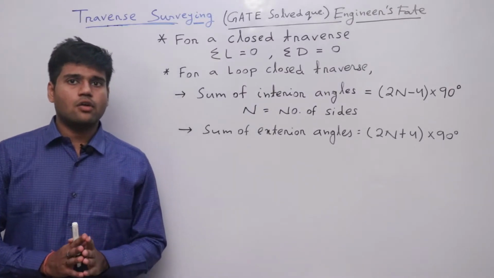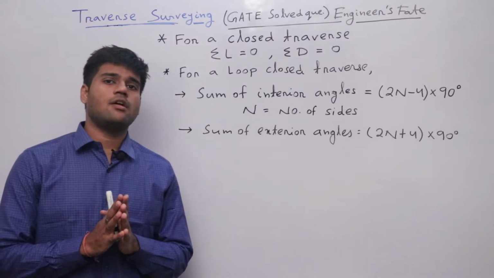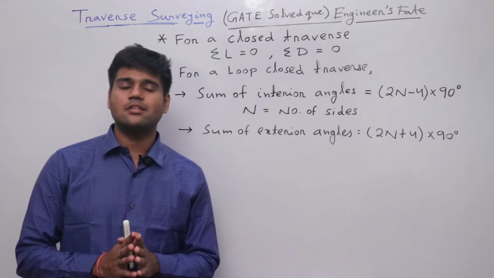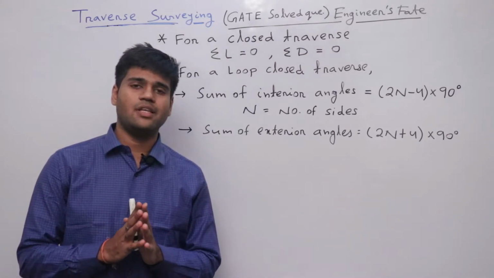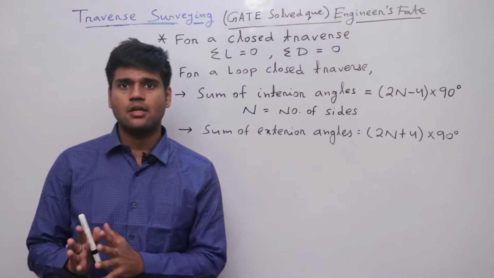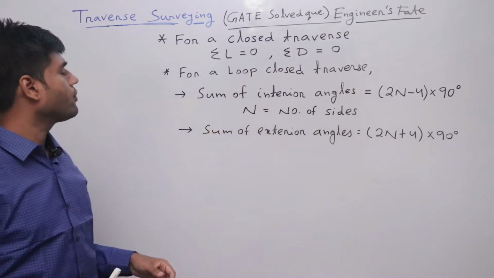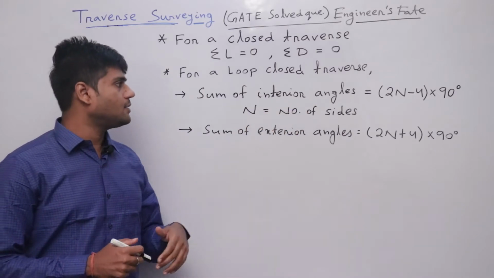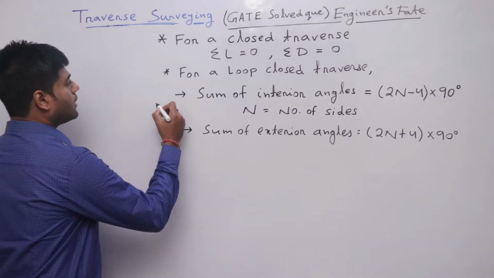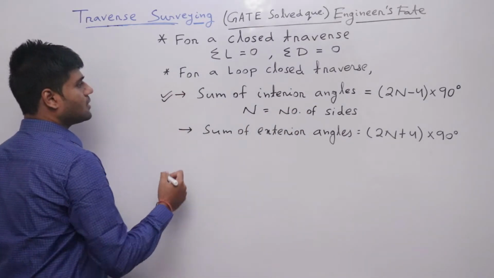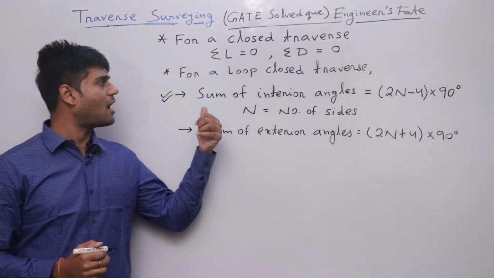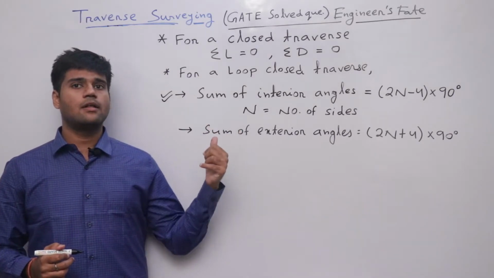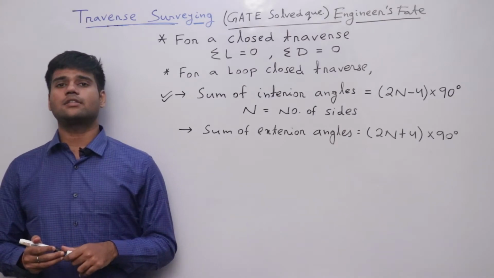Now for a closed traverse, the summation of latitude equals 0 and the summation of departure, the sum of all those departure values, equals 0. And for a loop closed traverse, the sum of interior angles equals (2n minus 4) times 90. You have to remember this, and there is a GATE question asked from this formula. So note down this, then we will discuss further.